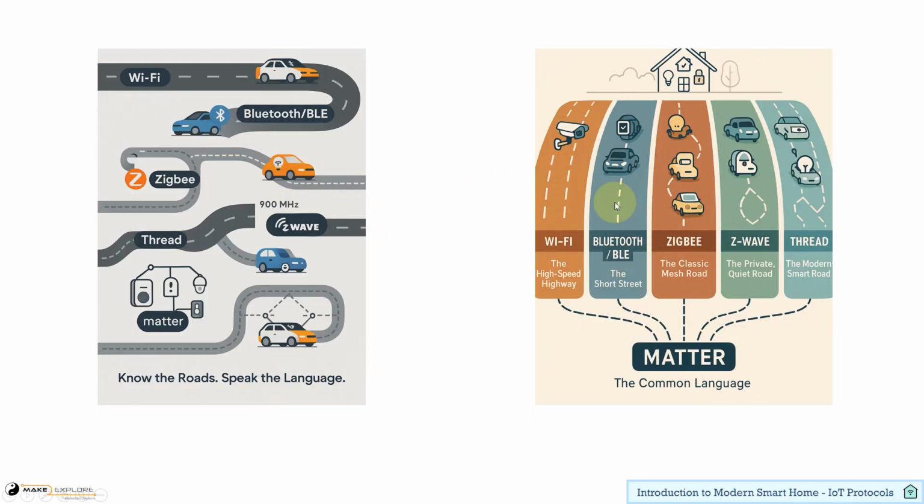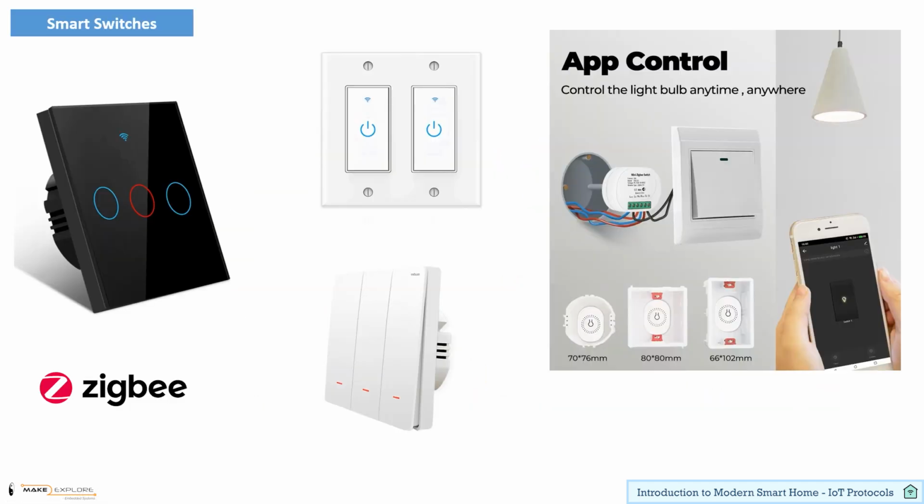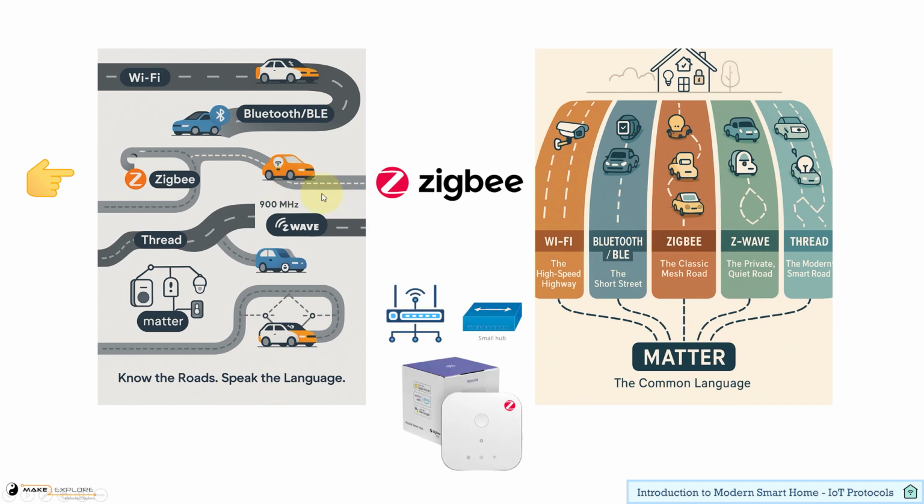Then next, Zigbee is a classic mesh network. Devices pass messages through each other. It works well for smart bulbs and switches, but typically needs a hub to connect with your smart assistant.